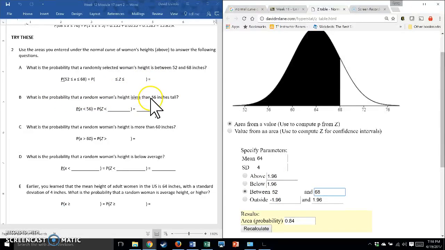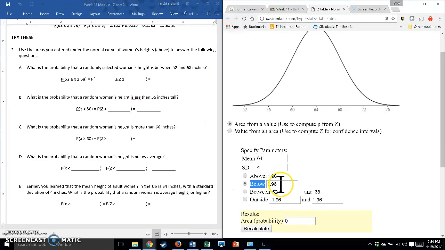What's the probability that a woman's height is less than 56 inches? Since it says less, I have to change to below. If I change that to 56 and press enter, you see that it's only a small amount in my picture here, women who are 4'8" and below. That's only about 2% of the population. So this is my answer here, 2%.